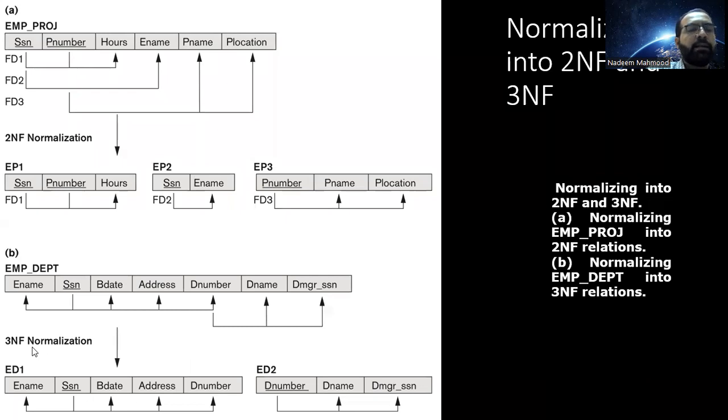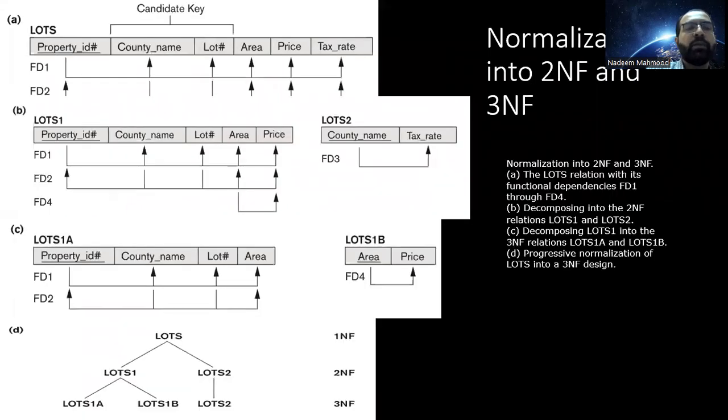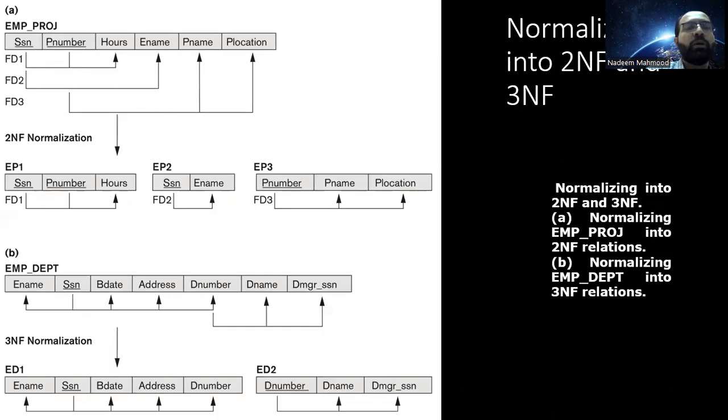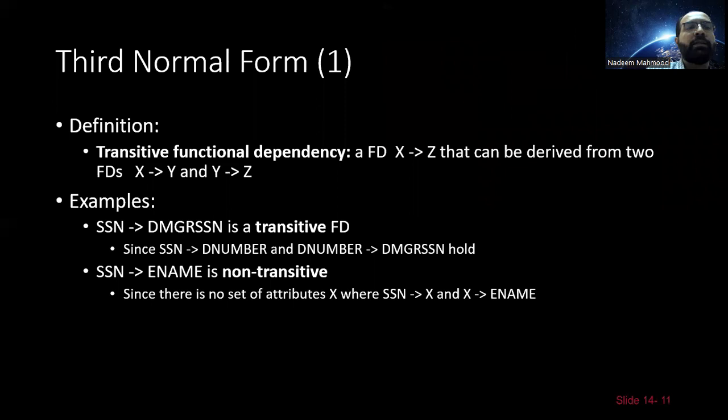In this problem, if you see this table here, we do not have a combinational key. Here we have a single key. So whenever we talk about a single key, the second normal form doesn't apply actually. Here we talk about third normal form. So it is better to have a little concept of third normal form, and then we can see the example.